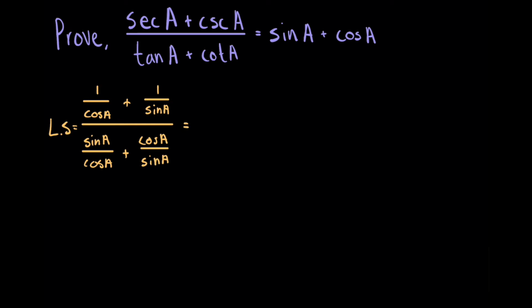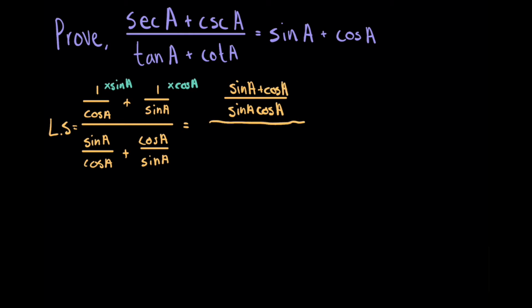Because we have a few fractions here, let's try to find common denominators and group them together. For the first one, we have cosine and sine, so our common denominator is going to be sine A times cosine A. For the numerators, in our first expression, we had to multiply by sine A to get the common denominator, and for the second one, we multiplied by cosine A. So our numerator is going to be sine A plus cosine A.